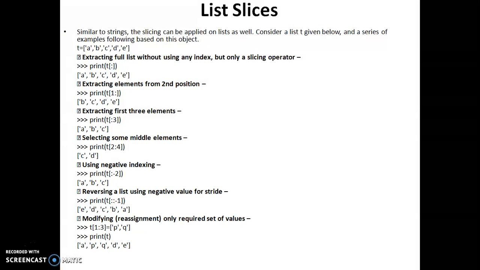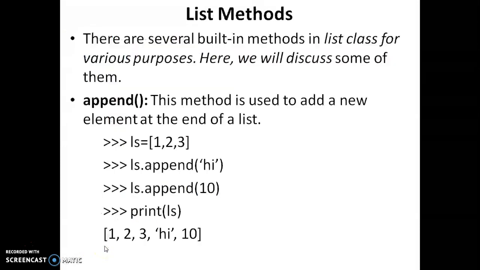We can also modify or reassign the required elements using slicing. For example, here we have t of 1 colon 3 equals p comma q. That is, the elements at positions 1 and 2 will be replaced, or reassigned, with p and q. So if you display t, it will display a, p, q, d, e. The first and second position elements are changed with p and q.